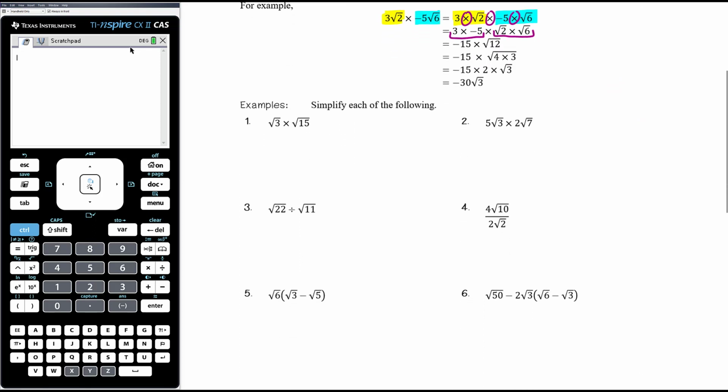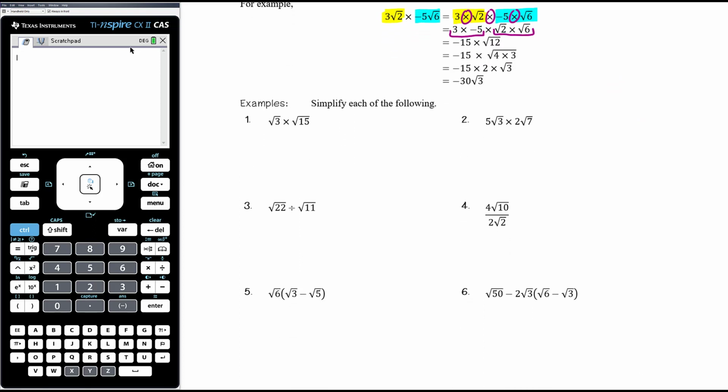Okay, so root 3 times root 15 is the same as square root of 3 times 15, which is square root of 45. We then must make sure our surd is in simplest form. Root 45 is not in simplest form because 45 is 9 times 5, and so actually this is 3 root 5 in simplest form. Question 2, 5 root 3 times 2 root 7.